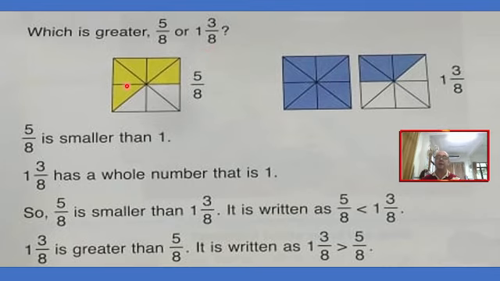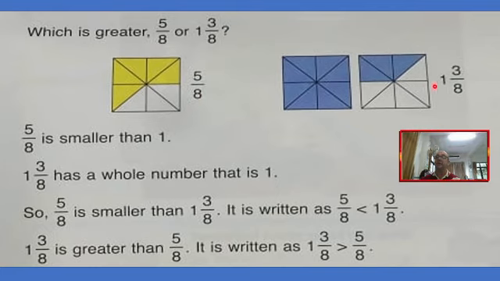Okay, so here we have 1, 2, 3, 4, 5 parts of the 8. So if we count them all, 1, 2, 3, 4, 5, 6, 7, 8, but we only have 5. So 5 over 8.